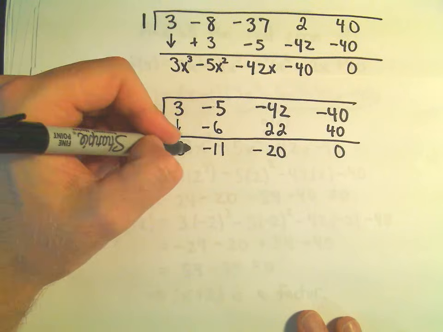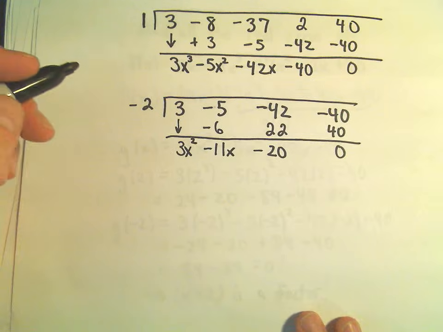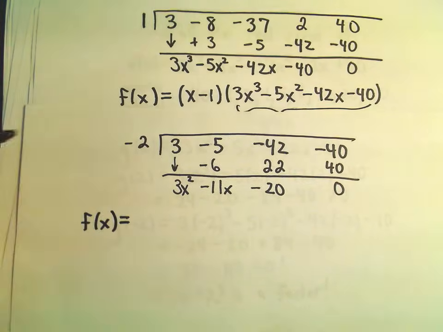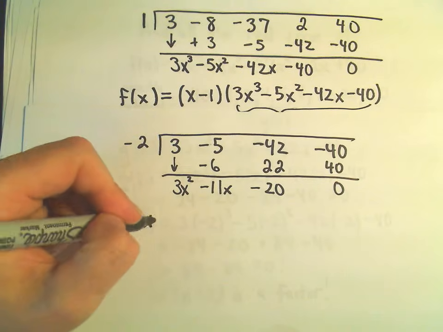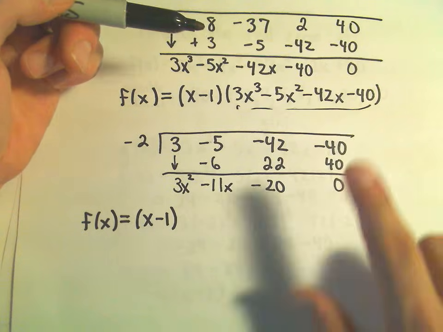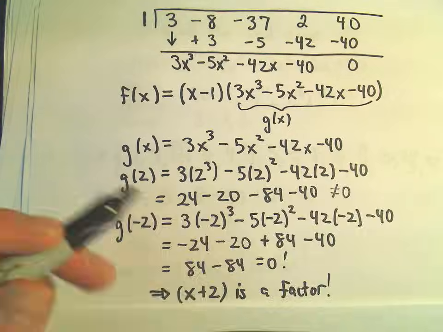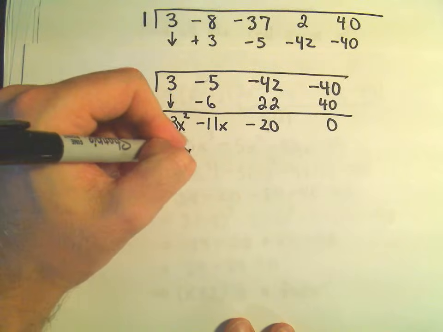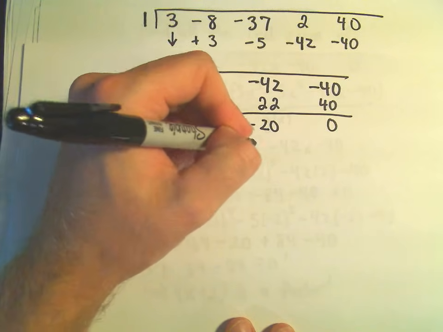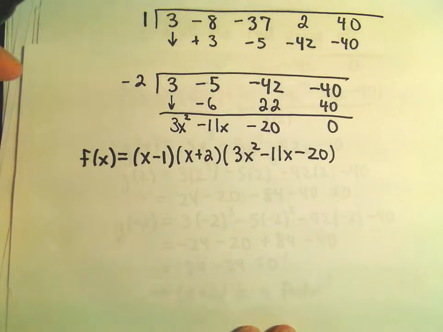So again, we started with something x cubed. This will be our x squared term, this will be our x term, and our constant. So what it says is, we were trying to factor f of x, remember. So f of x was x minus 1 times this polynomial g of x. But again, we said a factor of g of x was going to be x plus 2. So I'm going to drop in my x plus 2, and then what would be left over would be our 3x squared minus 11x minus 20.